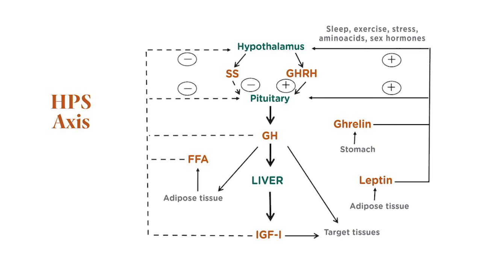Growth hormone furthermore acts on the liver to stimulate production of IGF-1, or insulin-like growth factor 1, which is one of the most important growth factors of the body, as it stimulates cellular growth of almost every single cell in the body.